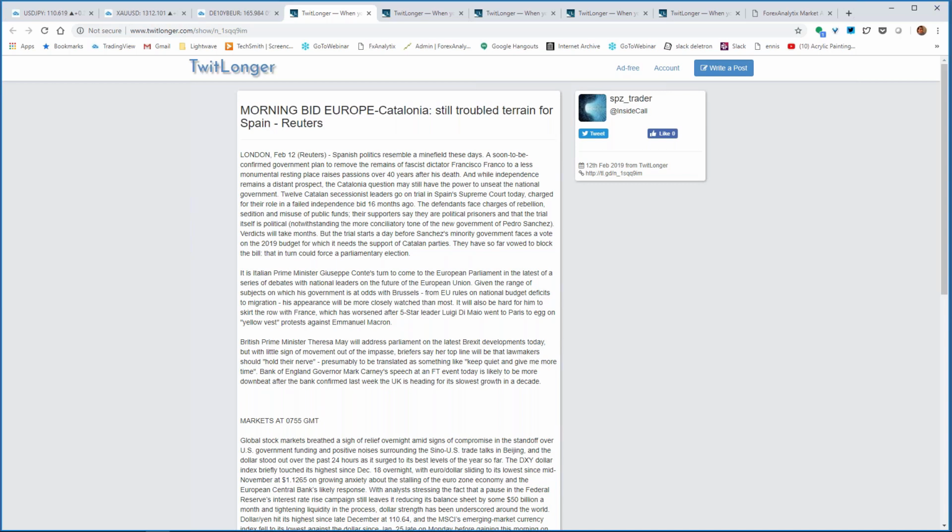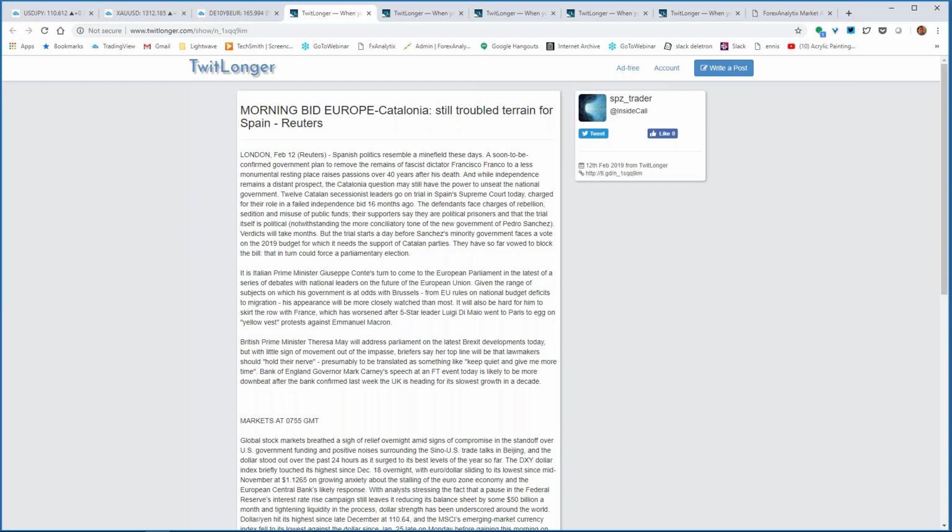It's Italian Prime Minister Giuseppe Conte's turn to come to the European Parliament in the latest of a series of debates with national leaders on the future of the European Union. Given the range of subjects on which the government is at odds with Brussels, from EU rules on national budget deficits to migration, his appearance will be more closely watched than most. It's also hard for him to skirt the row with France, which has worsened after the Five Star leader, Luigi Di Maio, went to Paris to egg on the yellow vest protests against Emmanuel Macron, or should I say egg on.